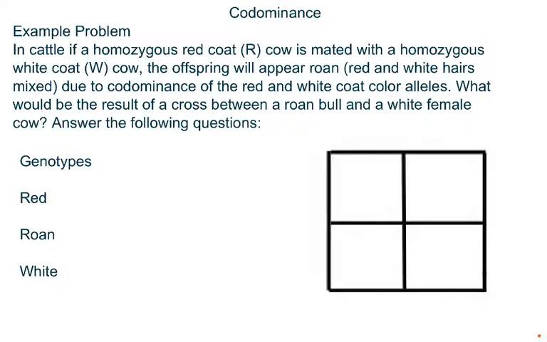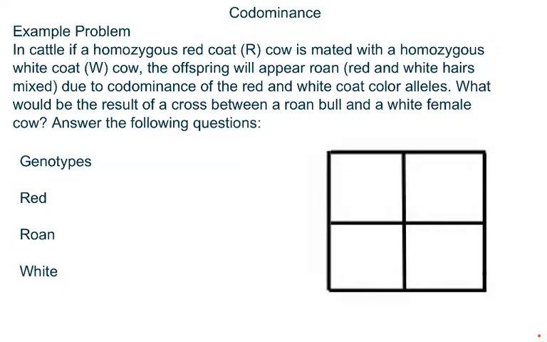In cattle, if a homozygous red coat cow, which is represented by capital R allele, is mated with a homozygous white coat cow, so that's capital W allele, the offspring will appear roan, red and white hairs mixed, due to codominance of the red and white coat color alleles. What would be the result of a cross between a roan bull and a white female cow? Answer the following questions. So let's first go over the genotypes.